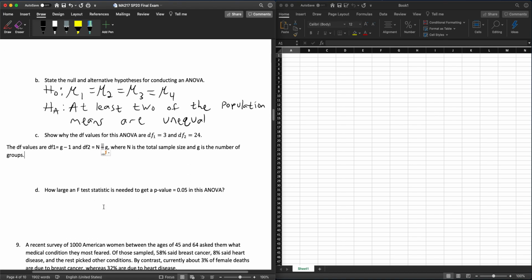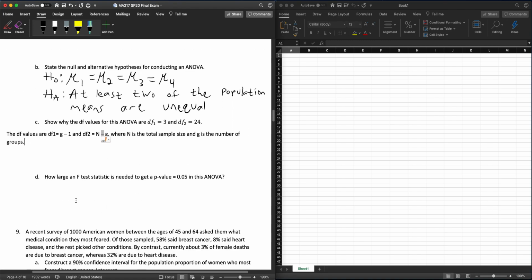Then for how large an F statistic is needed to get a p-value of 0.05 in this ANOVA, this uses an F test. And in Excel, this is going to be equal to F.INV.RT of that p-value 0.05, the first degree of freedom, which is 3, and then the second degree of freedom, which is 24. Typing this directly into Excel that I have over here on the right.